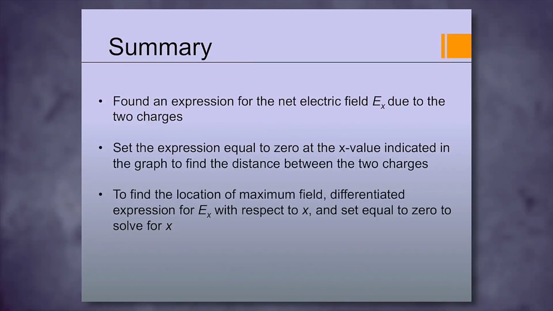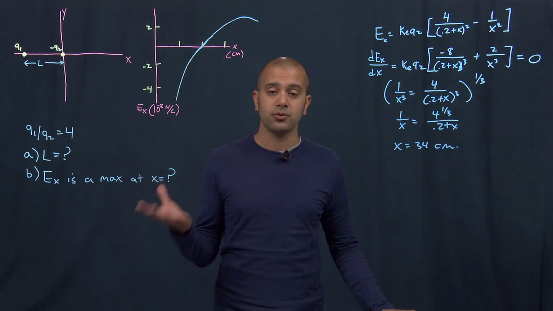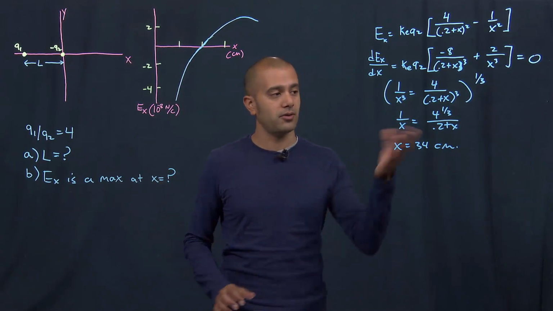In this problem, we analyzed the electric fields due to 2-point charges. First, we found an expression for the net electric field due to the 2 charges. Then we set this expression equal to 0 at the x value indicated in the graph to find the distance between the 2 charges. Finally, to find the location of the maximum field, we differentiated the expression for E with respect to x, and then set that equal to 0 to solve for x. So this is a pretty quick exercise in finding electric fields from point charges. It had some calculus, and we had a little bit of algebra involved as well.